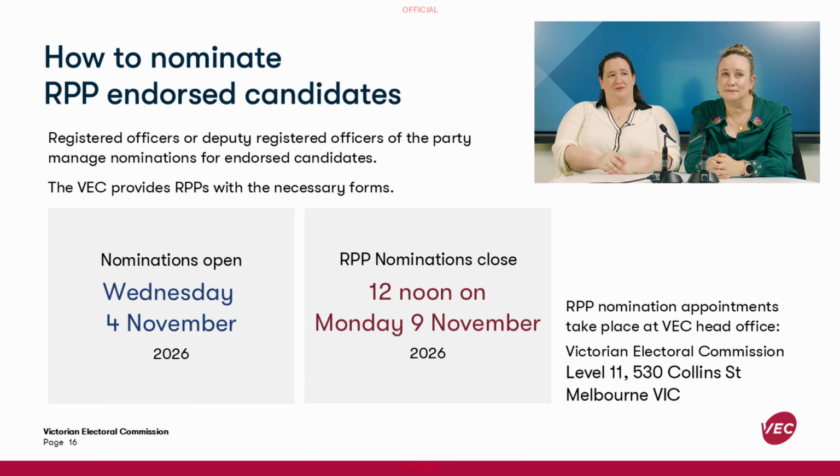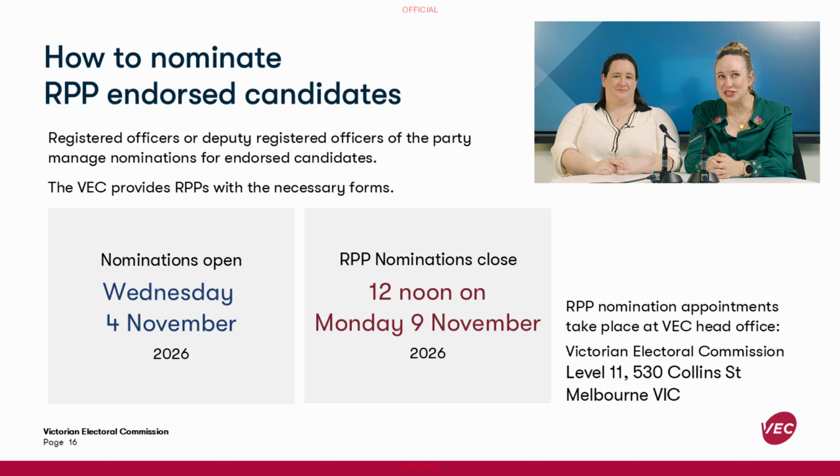The nominations process differs depending on whether you are running as an independent candidate or as a candidate endorsed by a registered political party. If you're endorsed by a registered political party, you must complete Part 2 of the nomination form for RPP candidates, and the registered officer of the party must then lodge your nomination by appointment at VEC head office. For the 2026 state election, nominations open at 9 a.m. on Wednesday the 4th of November and close at 12 noon on Monday the 9th of November.